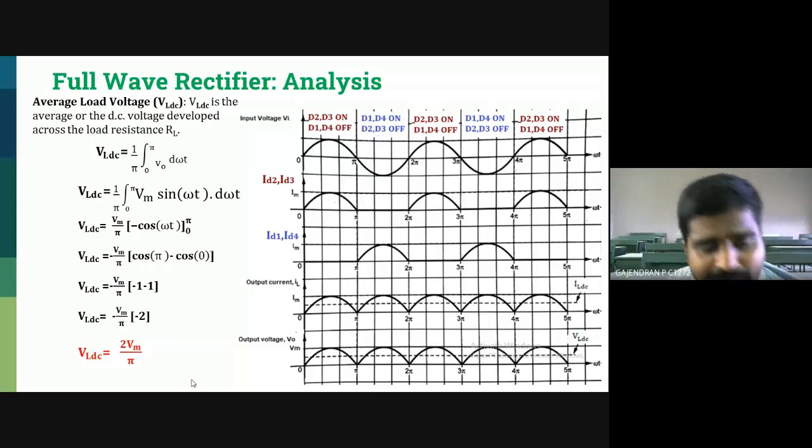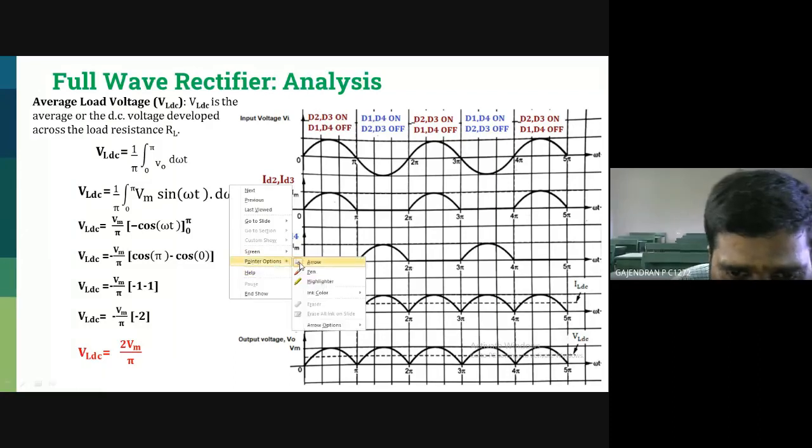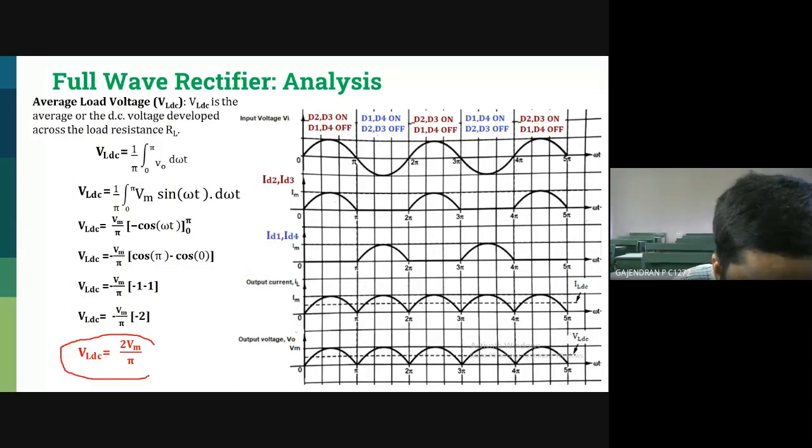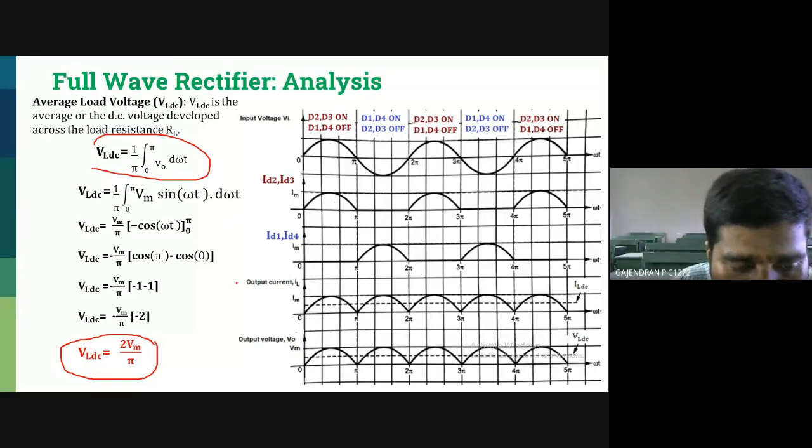Yes, it's 2 Vm by pi. So it's very simple. For your side, please note down the end results and the initial one. The in-between derivations you can do, no issue. Okay. Integral over V naught d omega t.